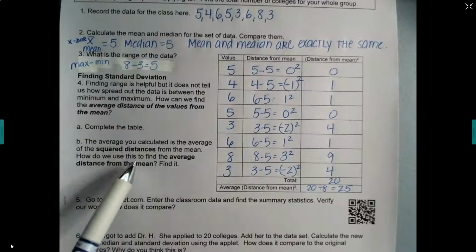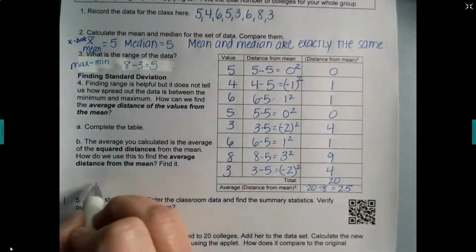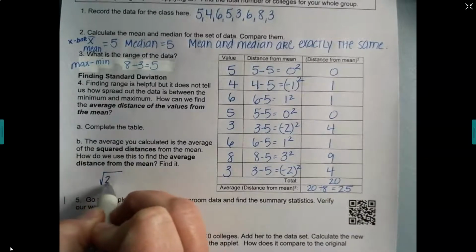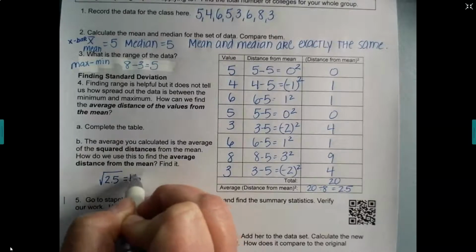Part B over here asks, the average you calculated is the average of the squared distances from the mean. How do we use this to find the average distance from the mean? What do you think we need to do to find the average distance from the mean? Since this number was made up of the squared numbers, we're going to take that number and we'll square root it. And we'll get 1.58.